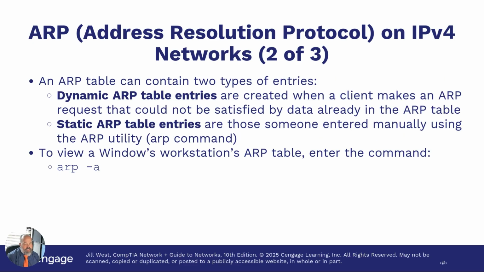Your computer does keep an ARP table, which is basically a cheat sheet that remembers which IP addresses go with which MAC address. There are two kinds of entries. There are dynamic, which are created automatically when needed, and static, which are manually entered. You can even view this yourself, as shown at the bottom of this slide, by using the arp -a command in Windows. It's kind of like snooping on your computer's contact list.